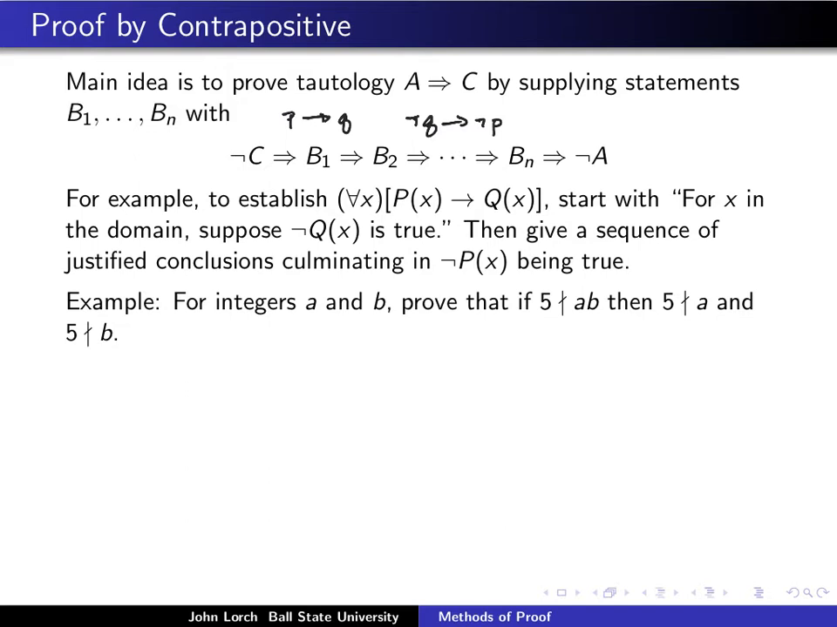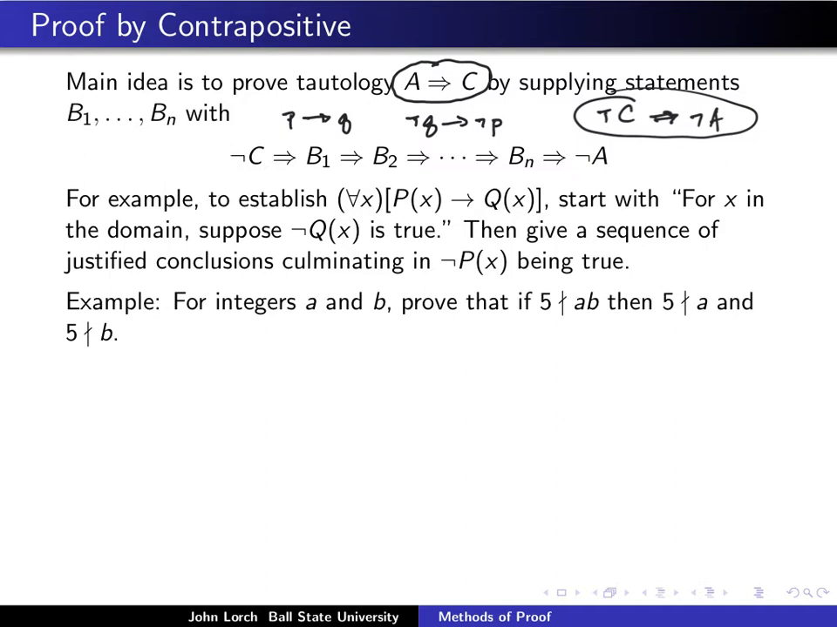So if we want to show a statement, if A then C is always true, it's equivalent to show that if not C, then not A is always true. And we're going to do that by supposing not C is true, and then supplying intermediate statements culminating in a conclusion that not A is true. So if we have, for instance, a theorem of the form for all x, if P of x, then Q of x, and we want to start a proof of that, the very first sentence is probably going to be something like, for x in the domain, suppose not Q is true. And then we proceed to give an argument that not P is true. And that will produce a proof by contrapositive.